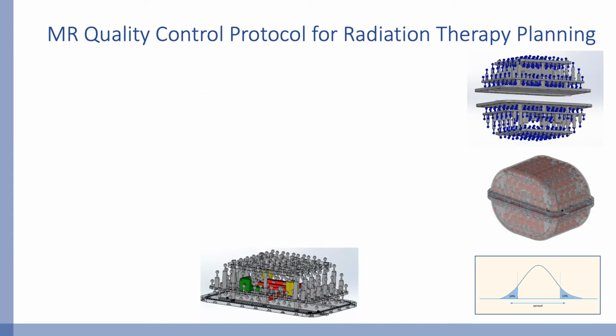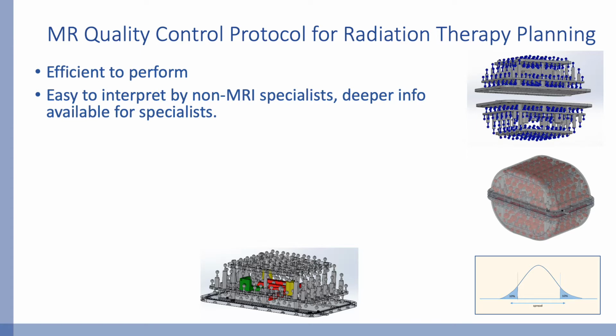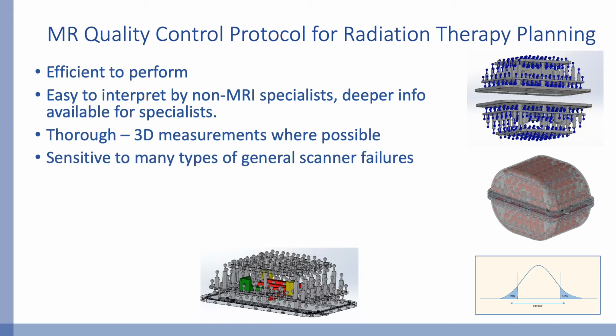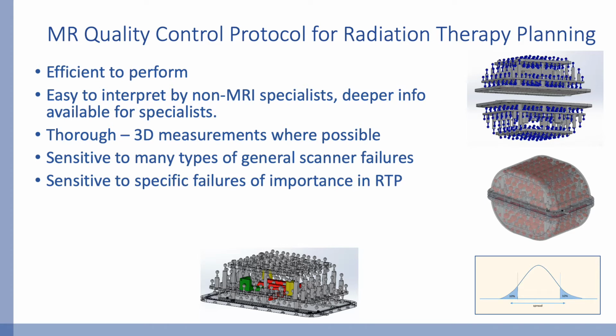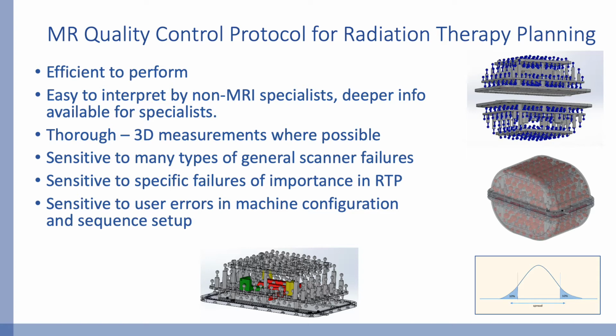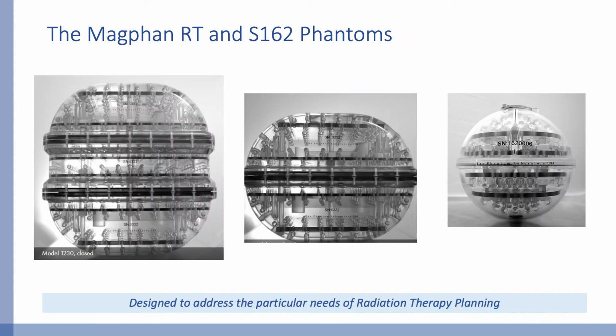So what is needed from an MR quality control protocol suitable for radiation therapy planning? First, it must be efficient to perform. It must be easy to interpret by non-MRI specialists with deeper information available for those with specialized knowledge. It should be thorough, providing 3D measurements wherever possible, and sensitive to many types of scanner failures, including those that are of elevated importance in radiation therapy planning. It should also be sensitive to errors in machine configuration and sequence setup.